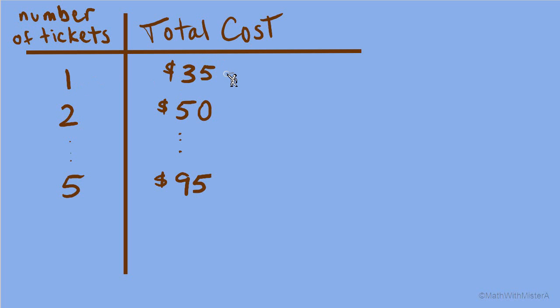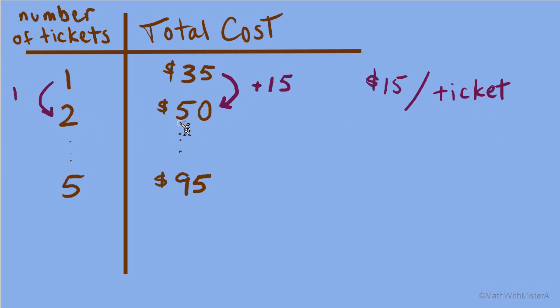What we're looking for in a table when it comes to a constant rate of change is looking at how our total cost is changing. Going from 1 ticket to 2 tickets meant that the cost increased by $15. So that's starting to look like $15 per 1 ticket as the rate of change. And the table doesn't give us the cost for 3 tickets or for 4 tickets, but it jumps right to 5 tickets. But there's still a way that we can come up with the rate of change.